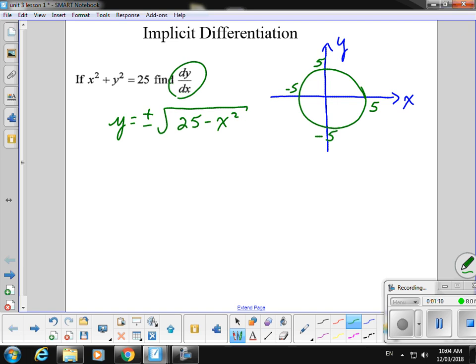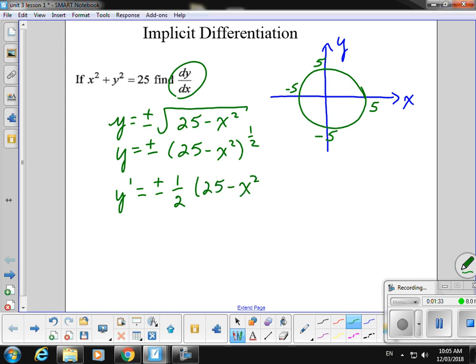So we could rewrite this, for some of us it's just helpful if we write that as (25 subtract x squared) to the 1/2. If we want to find dy/dx or y prime, don't forget we have the upper and lower functional arm, so our derivative will also have two pieces. Bring down the 1/2, (25 subtract x squared) to the negative 1/2. Don't forget the guts, and there it is. Not impossible, but quite ugly.